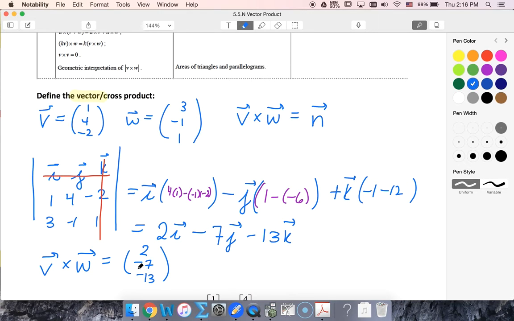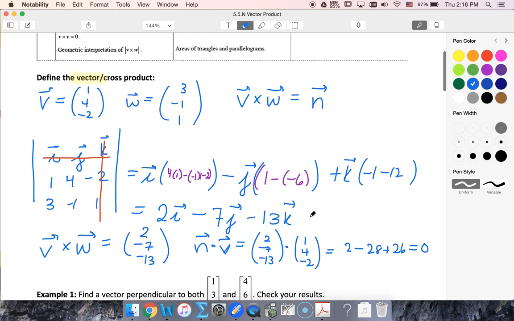So let's test if this is perpendicular to both of these. I'm going to do n dot v. That's going to be 2, -7, -13 dotted with 1, 4, -2. If they're perpendicular, I should get 0. So 2 minus 28 plus 26, that does equal 0.